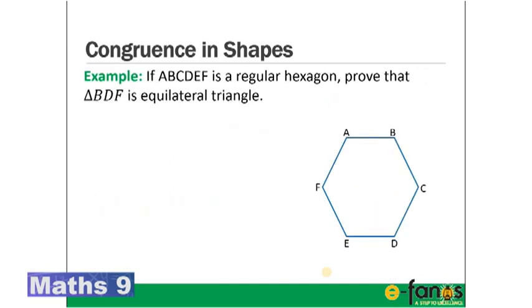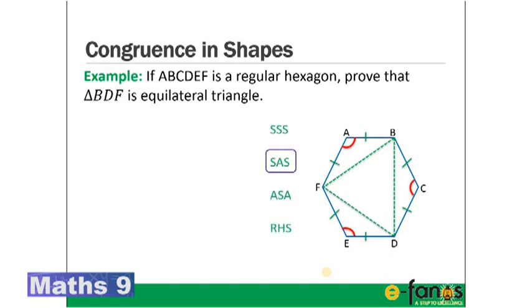Example: if ABCDEF is a regular hexagon, prove that triangle BDF is an equilateral triangle. Let's draw in the triangle BDF. We know that angle A, angle E, and angle C are all the same. And we know that all the sides of the hexagon are the same because it's regular. So we can use the side-angle-side theorem on these triangles here around the edge.